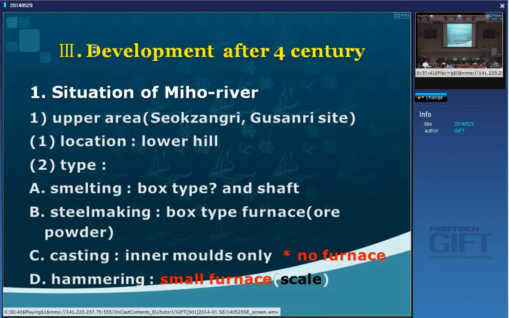Firstly, the situation of the Miho River. Miho River, do you know? Kum River, Kumgang. Everybody knows Kumgang. The branch of the Kumgang is the Miho River. At the upper area of the Miho River, very, very important iron-making sites were excavated 20 years ago. The names are the Seokjang-ni and the Busan-ni sites.